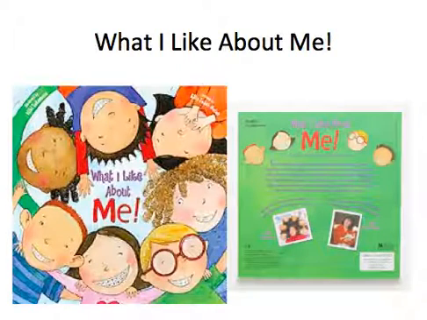So first we have the book What I Like About Me. The first thing we see is the cover of the book, and we see that there's a bunch of kids of all colors and shades, wearing glasses, with curly hair, straight hair, braces, all surrounding the book, holding hands around it.